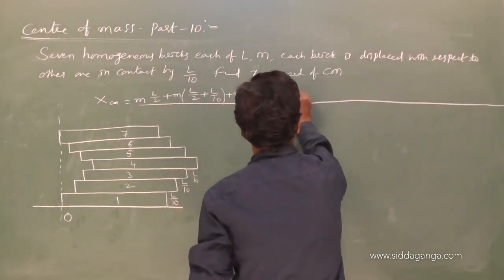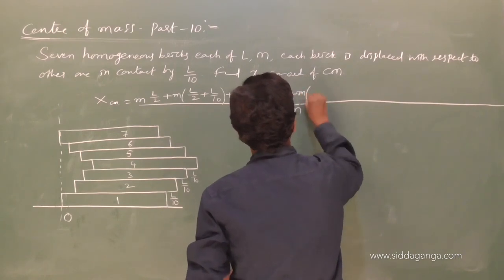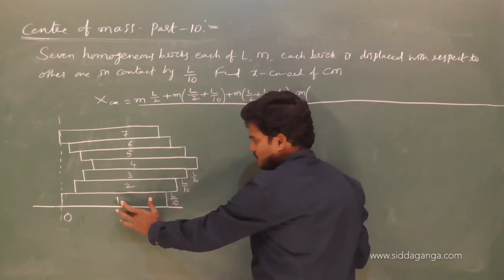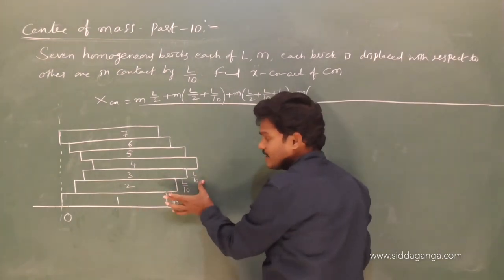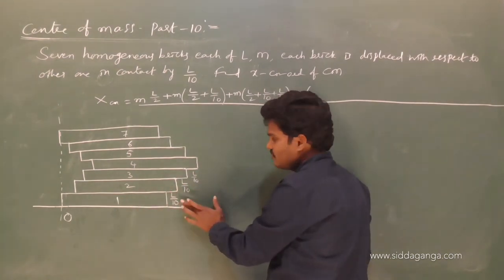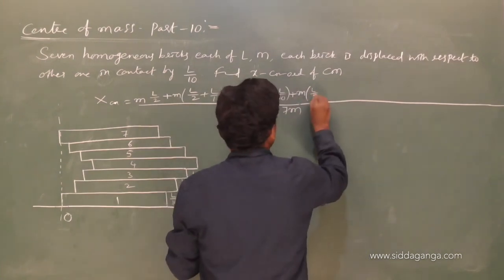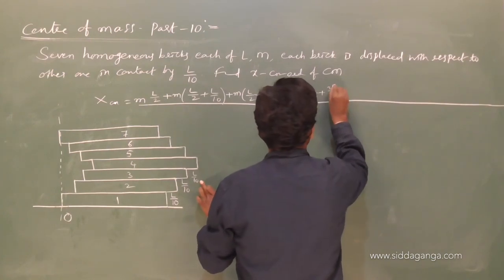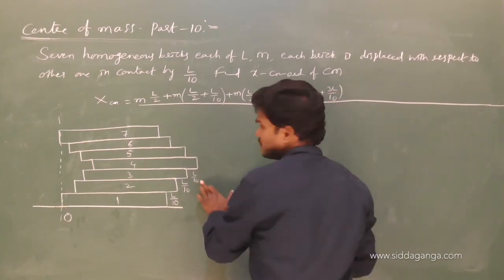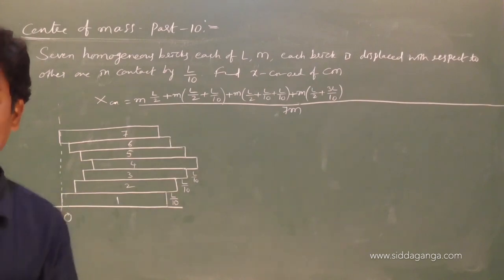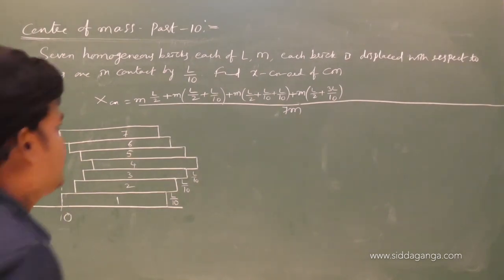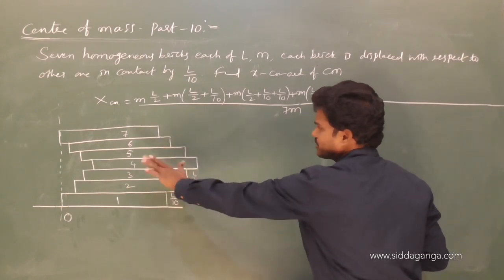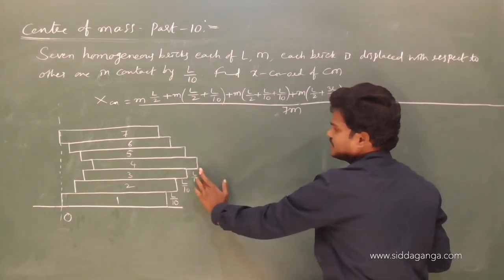Coming to the fourth, M. Fourth one, tell me: L by 2, L by 10, L by 10, L by 10. So shall I write directly 3 L by 10? Is it visible? I am writing very small. 3 L by 10, okay. Fourth one completed. Coming to the fifth. The fifth is reduced by 1. See, this is 3 L by 10.